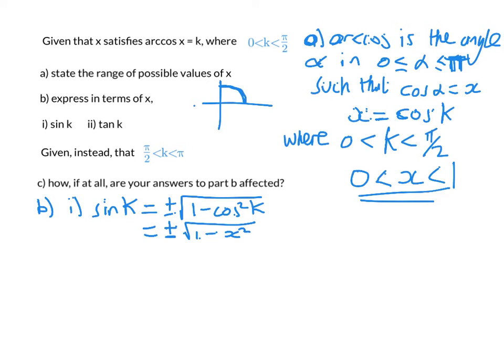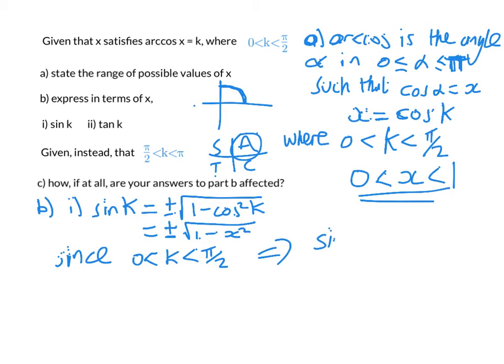Now, really, since we're dealing with the first quadrant, since k is between 0 and pi over 2, we know that sine must be positive in the first quadrant. We think about our CAST diagram. Just draw that there. We're here where everything is positive. The final answer would be sine k equals the positive square root of 1 minus x squared.